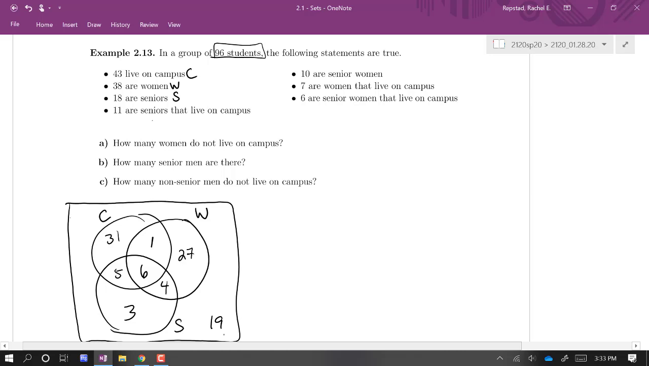So women that don't live on campus. That means you have to be in the W circle and you can't be in the C circle. So that's W intersect C complement. Is that the same as W with that backslash C? Yes, W set minus C. So if you're not in the C circle and you are in the W circle, you have to be in one of those regions. So that's 31.